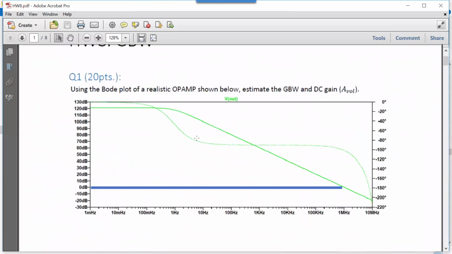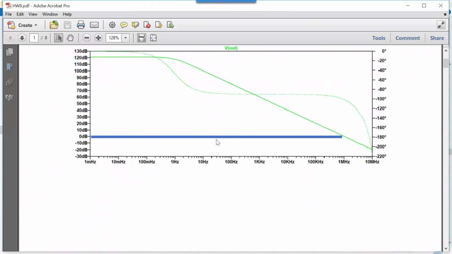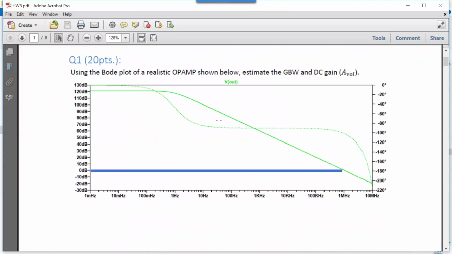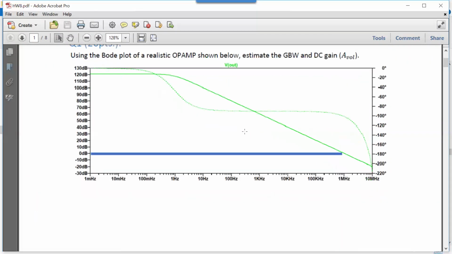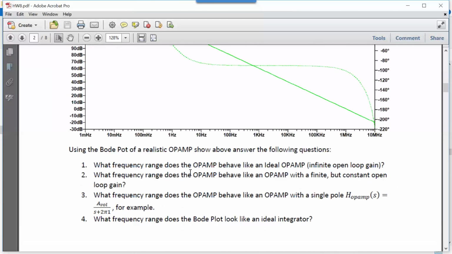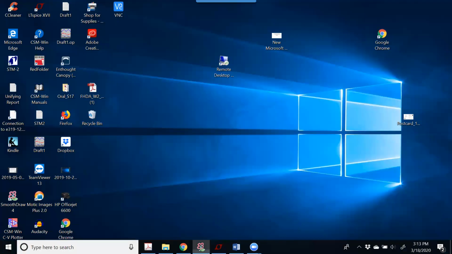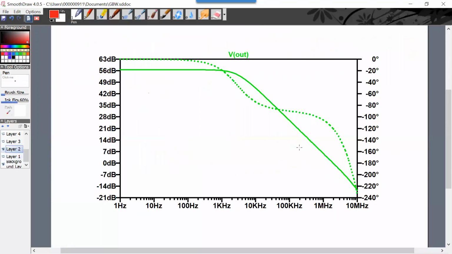If we look at homework 8, this is a realistic Bode plot, and I'm just asking you to estimate the gain bandwidth and the DC gain. So that's basically question 1. Question 2, we're getting into what's going on: when is it ideal? When is it finite but constant? When is it like a low pass? And when does it look like an integrator? This is the same Bode plot, and we have a few questions.